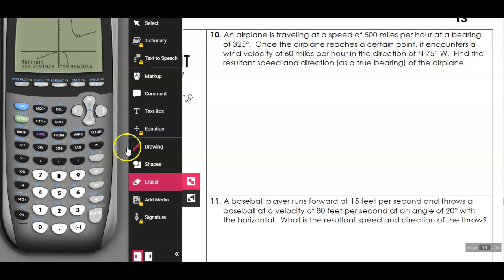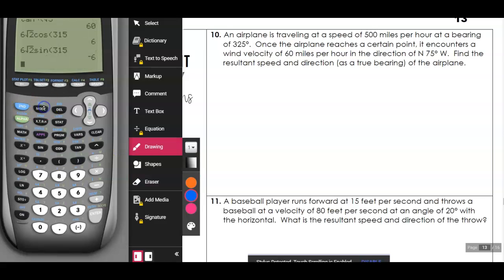All right, so let's go ahead and read this problem. An airplane is traveling at a speed of 500 miles per hour at a bearing of 325 degrees. So again, bearings is popping its head. This is why we reviewed this last class.